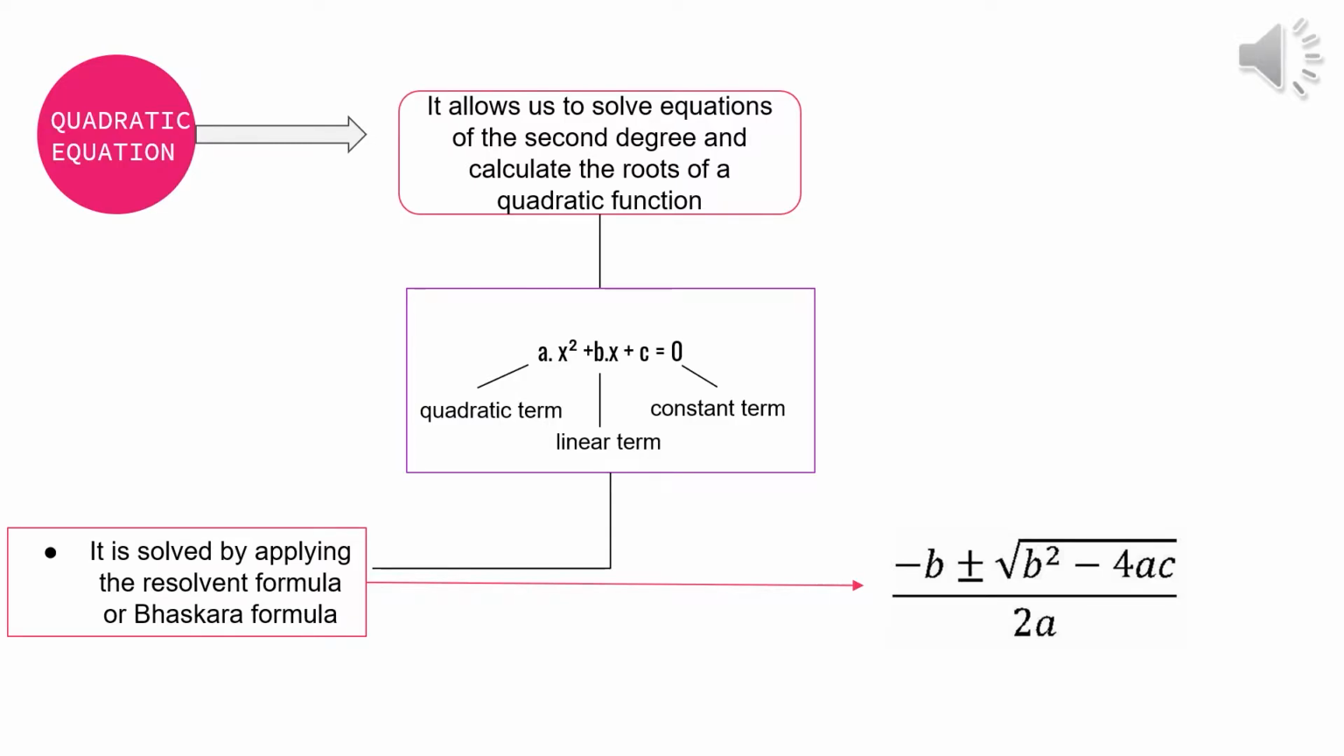It's composed of three different terms: a, or quadratic term, b, or linear term, and c, or constant. Finally, that formula is solved by applying the resolvent formula, or Bhaskara formula.